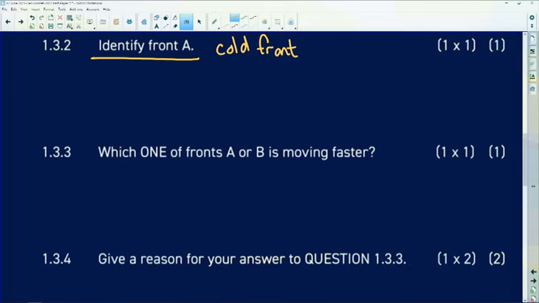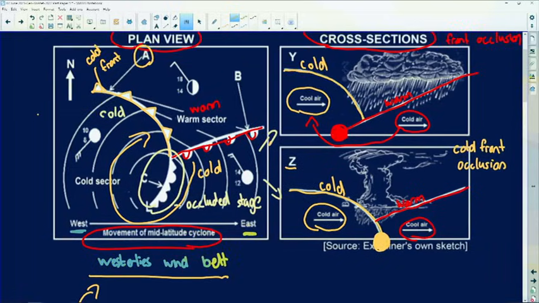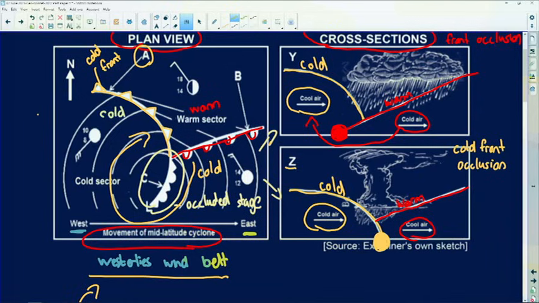1.3.3. Which one of the fronts, A or B, is moving faster? Now, our summer learners, it's like cowboys and robbers, right? What basically happens over here? The cold front is the cowboys and the robbers is the warm front. But it's inevitable that the cold front, the cowboys, is going to catch up with the robbers. So that's what's happening over here. The cold front always catches the warm front. So the cold front is going to catch up with the warm front. Inevitably, it's going to happen, right?